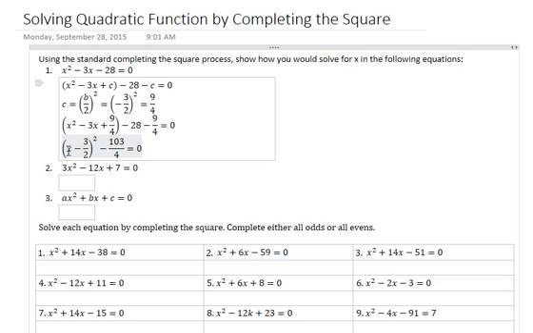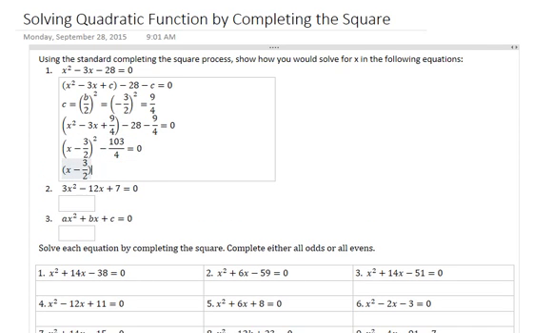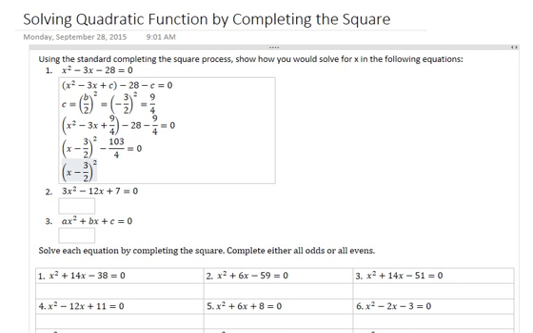Remember that when we're solving for x, we're looking to get x completely by itself. Our first task is to get rid of this extra 103 over 4 outside of our parentheses by adding it to both sides. So x minus 3/2 quantity squared equals 103 over 4. Okay? Now we have this x and it's trapped in this square block. We need to break it out. The way we do that is by taking the square root of both sides.